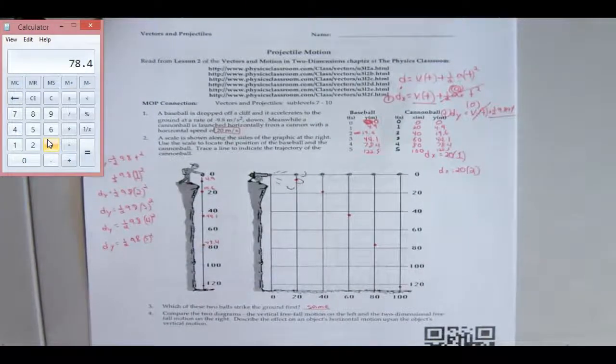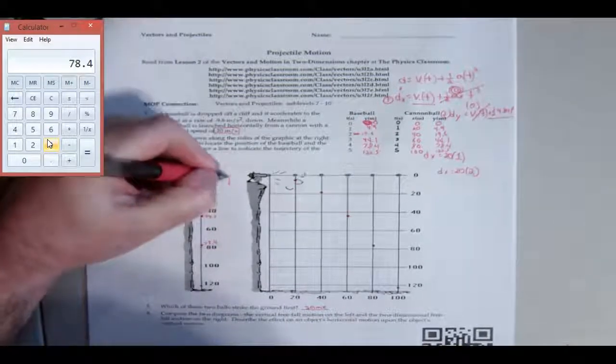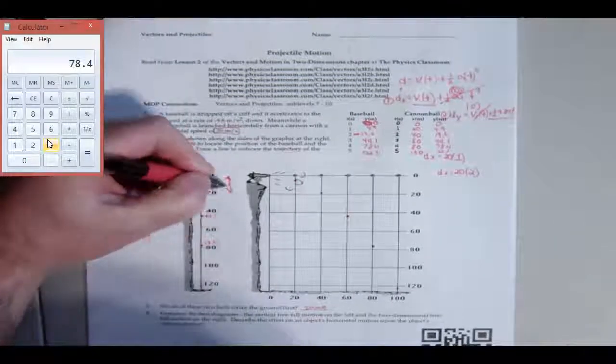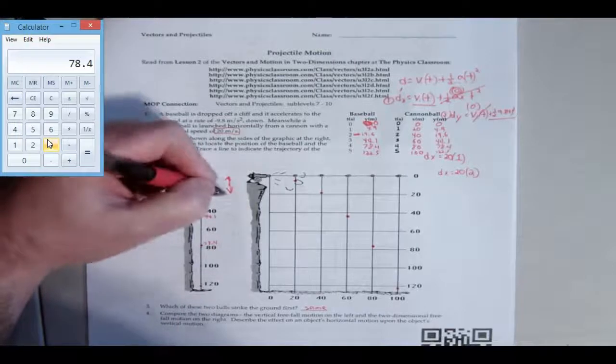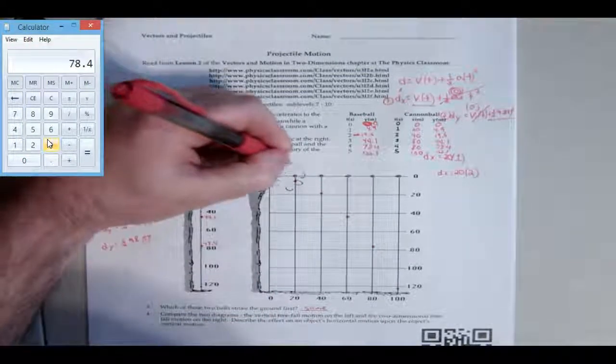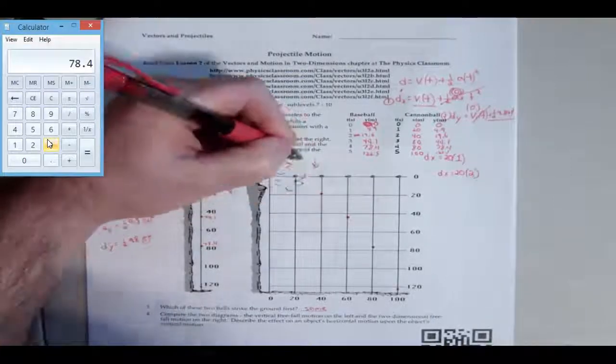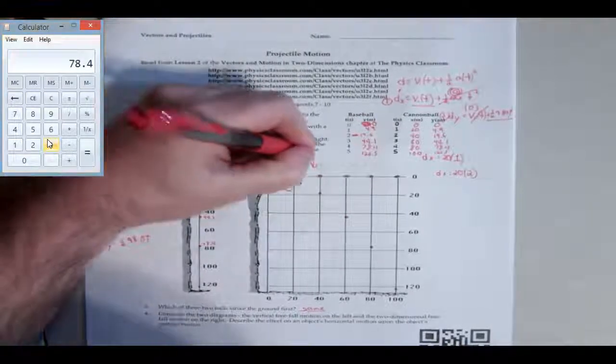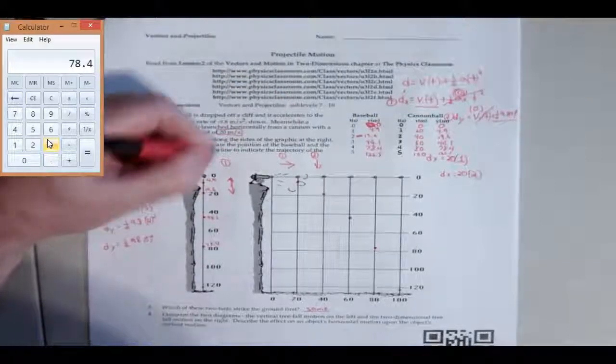Let's look at number 4. It's kind of hard to see, but it's okay. I'll read it. Compare the two diagrams, the vertical freefall motion on the left and the two-dimensional freefall motion on the right. In other words, this is vertical, only up and only down, whereas this one is two-dimensional, meaning it goes to the right and also goes down, right? So 1, 2, and this is just one-dimensional, just going down.